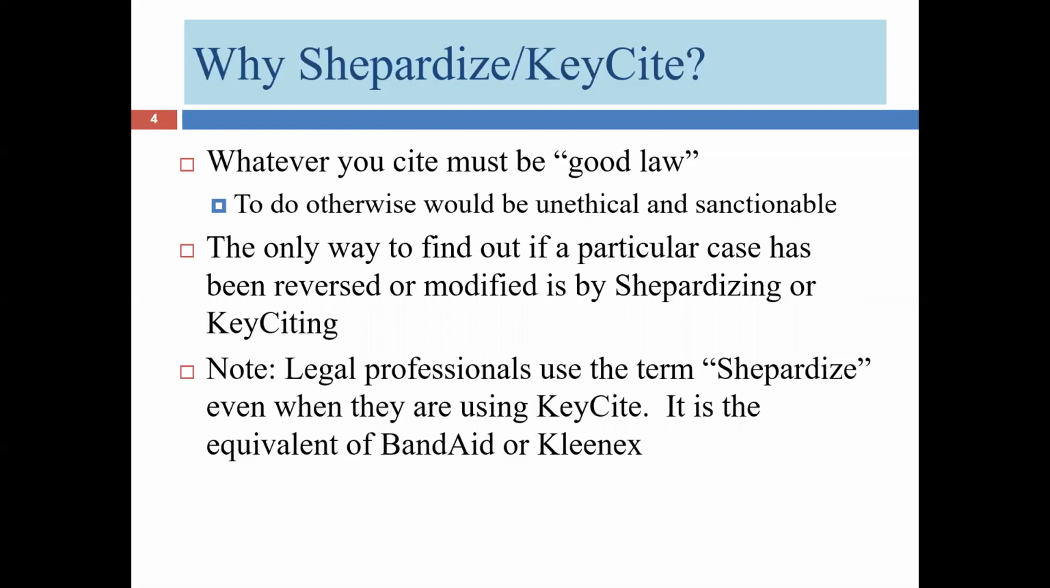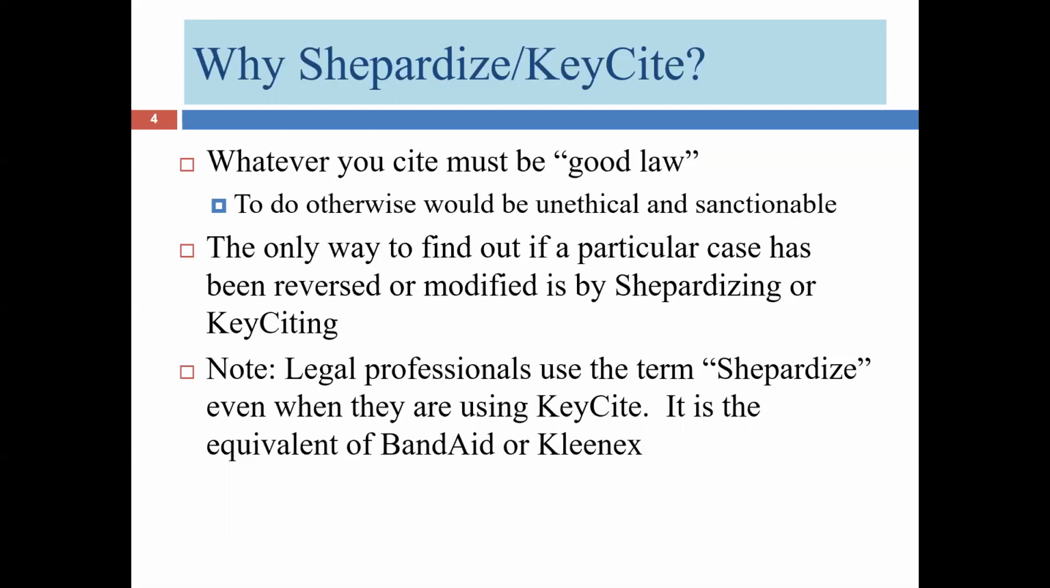We need an up-to-date tool that will help us know what's happened to the case, what people think about this case after it was published. And that's what Shepardize and KeyCite does. You can't cite a case that hasn't been Shepardized or KeyCited. Act as if that's a complete non-option for you. If you don't have time to Shepardize it, you can't cite that case. It's as easy and as hard as that. It's unethical, and it's a sanctionable offense for your attorney to cite something that he hasn't KeyCited or Shepardized.